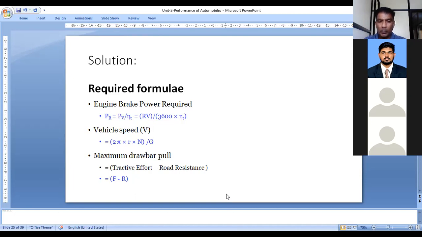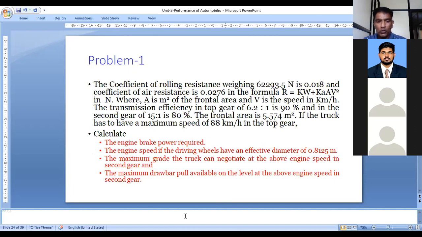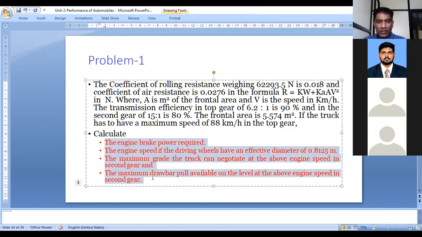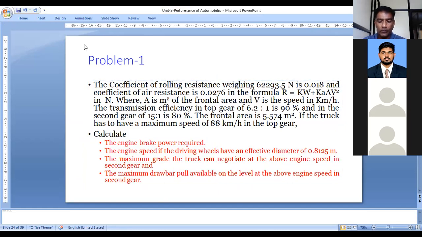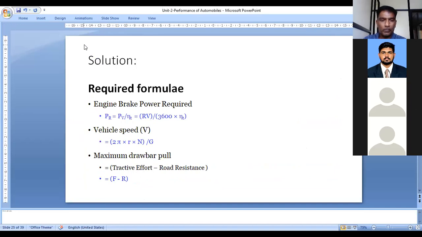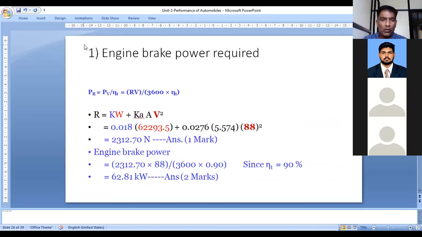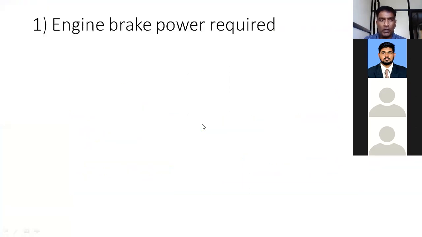And finally the maximum drawbar pull. So whatever things they have asked, based on that we need to enlist the required formulae so that we can solve the numerical easily. Okay. So engine brake power required. What is the formula for that? Once again, it is repeated on the next slide as well.